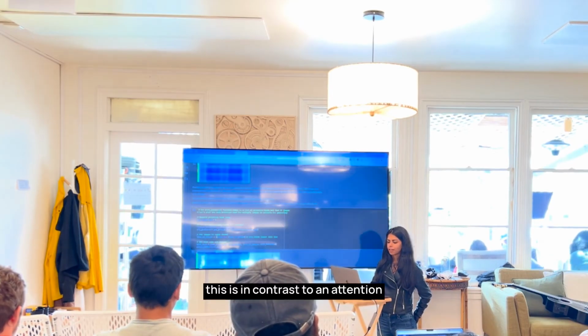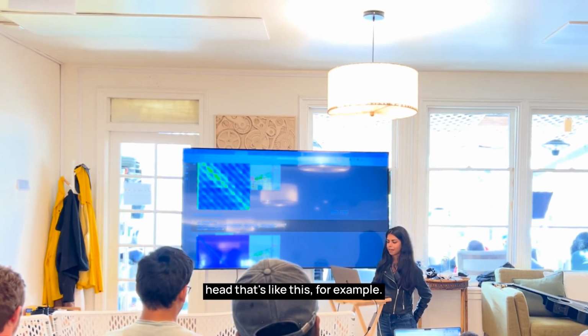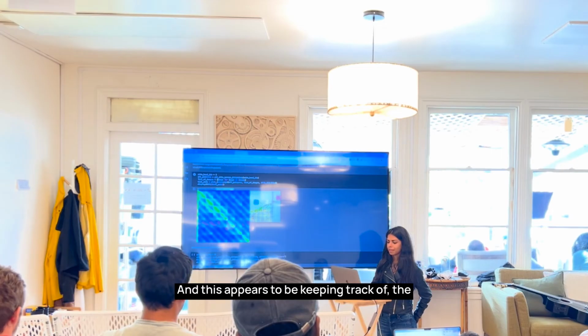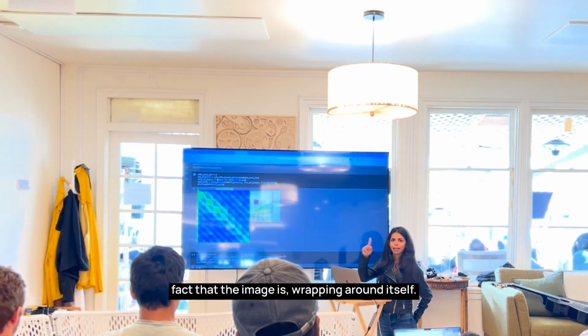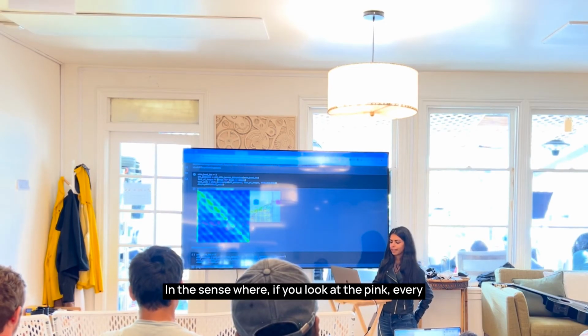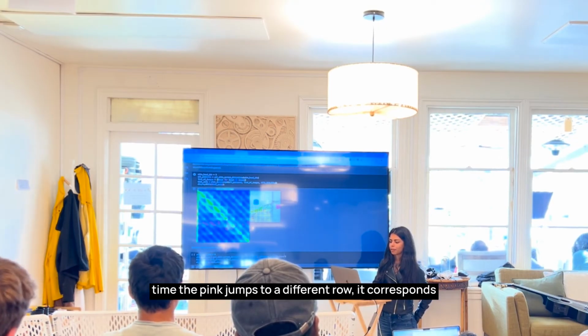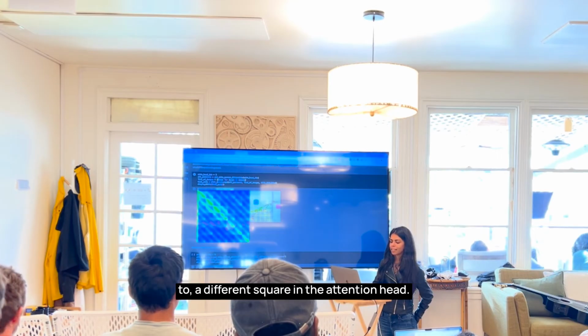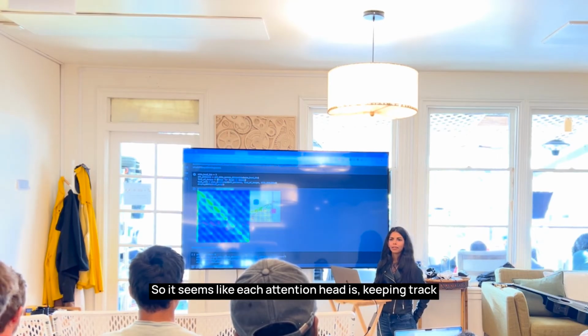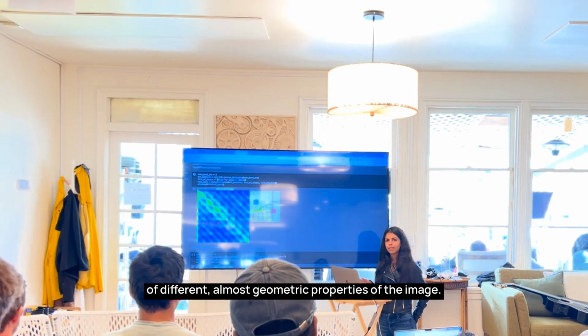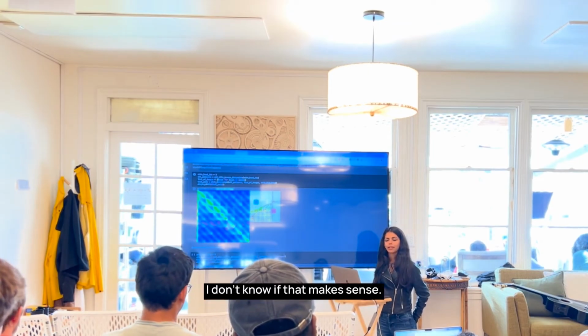It's keeping track of that information in this specific computation. This is in contrast to an attention head like this, for example. This appears to be keeping track of the fact that the image is wrapping around itself, in the sense that if you look at the pink, every time the pink jumps to a different row, it corresponds to a different square in the attention head. So it seems like each attention head is keeping track of different, almost geometric properties of the image. I don't know if that makes sense.